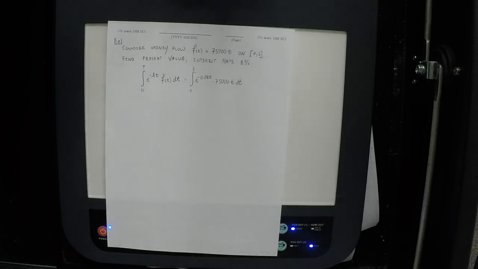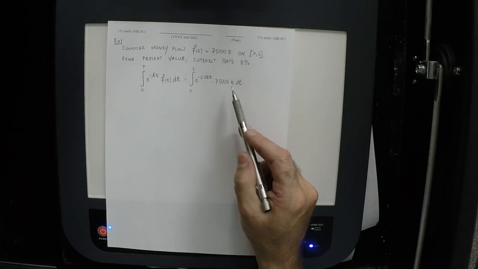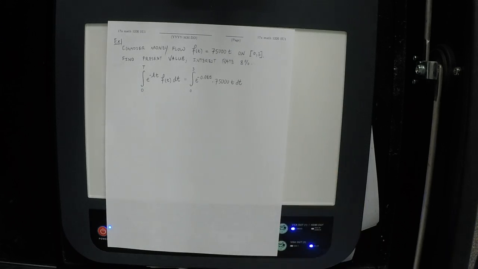So it's an integral. We'd love to use the fundamental theorem. That'd be terrific. So let's go through the anti-differentiation procedure. Is this exactly one of the three antiderivatives that we know? It isn't. Can we do some kind of algebraic simplification? We cannot, because this is a polynomial, 75,000 t, and that's an exponential, and polynomials and exponentials don't simplify. So we can't simplify.